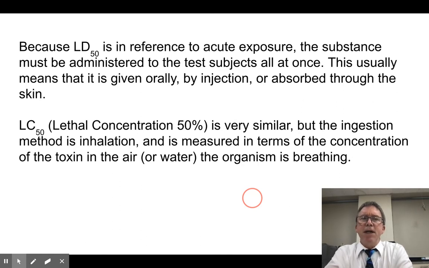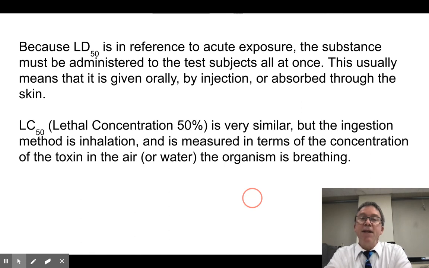Now, because this is about acute exposure, we had to make sure that our test subjects get subjected to it all at once. And this usually means that we're going to have to administer it orally, just squirt it into the mouths of these animals, or by injection, or sometimes they can absorb it through their skin. Now, it's worth noting that some toxins are absorbed by the act of breathing. So that's true for a lot of pesticides. It's how they kill, and human exposures to some things that are breathed in.